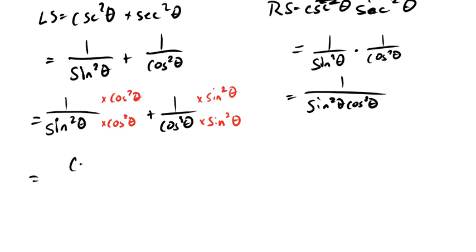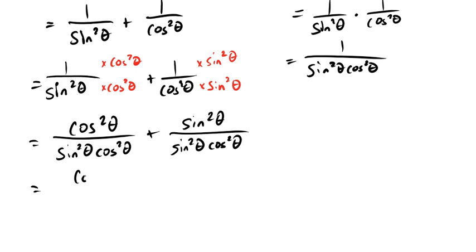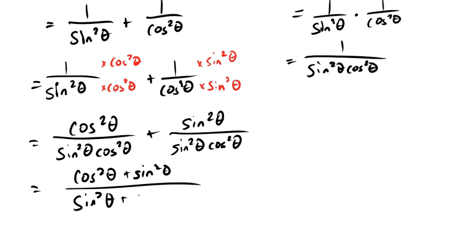So that is 1 times cos squared theta, which is cos squared theta, over sine squared theta cos squared theta, plus 1 times sine squared theta is sine squared over sine squared cosine squared. Common denominator, so I can add those. Cos squared plus sine squared. And what is that? Chad? 1. That's our Pythagorean identity.